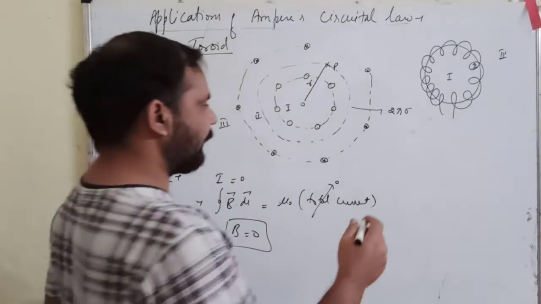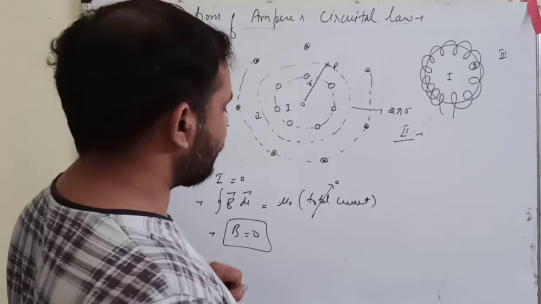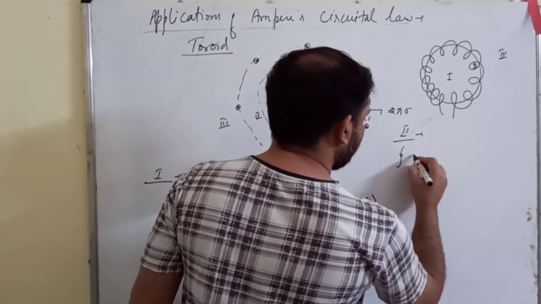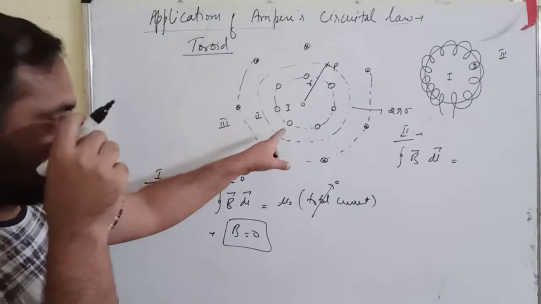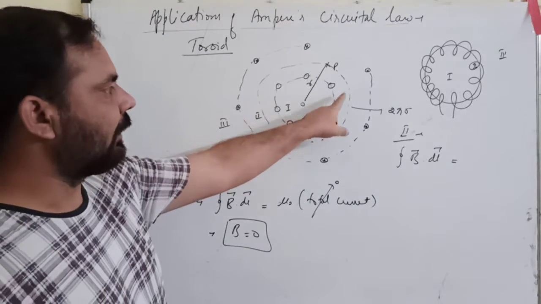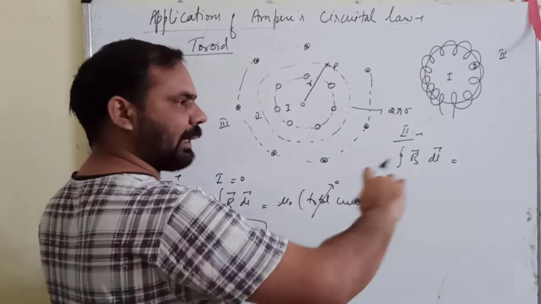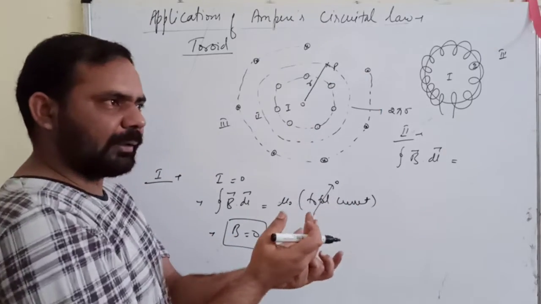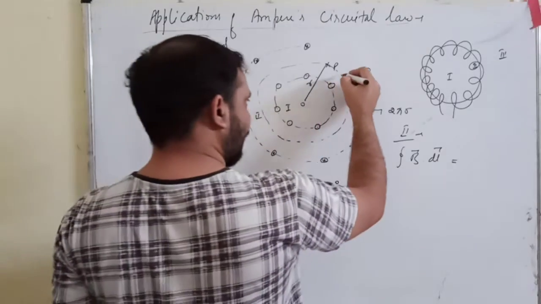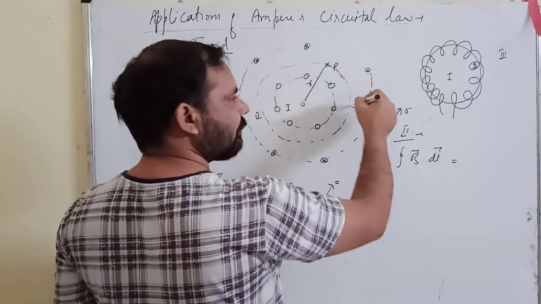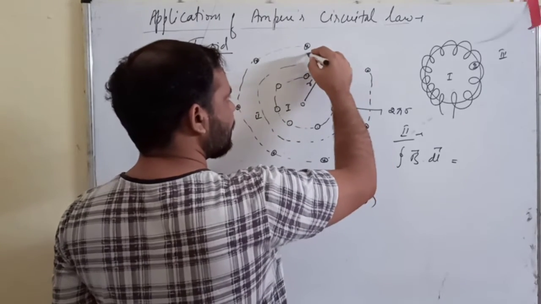We are finding this for the second region. So what will be the value of B vector dot dl vector? What is the direction of the magnetic field? Inside the solenoid, the magnetic field was a straight line. If you bend the solenoid into a toroid, then the direction of the magnetic field at any point can be obtained with the help of the tangent. At any point, the tangent represents the direction of the magnetic field. What is dl? Suppose this is your tangent, so this is B.